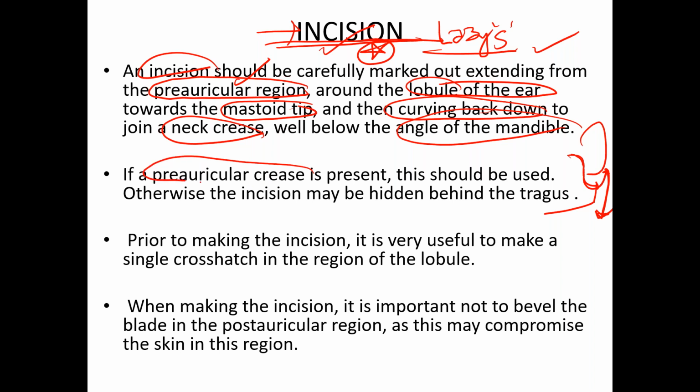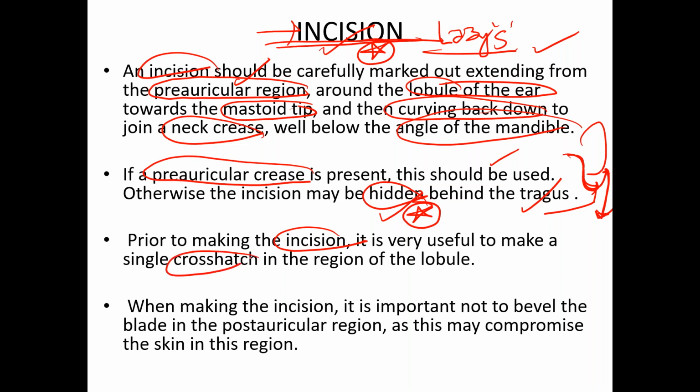So preauricular crease, if it is present, it can be used. Any incision should be hidden. Most commonly, the best cosmetic incision is a hidden incision behind the tragus, just behind the tragus. Prior to making the incision, it is very useful to make a cross hatching.